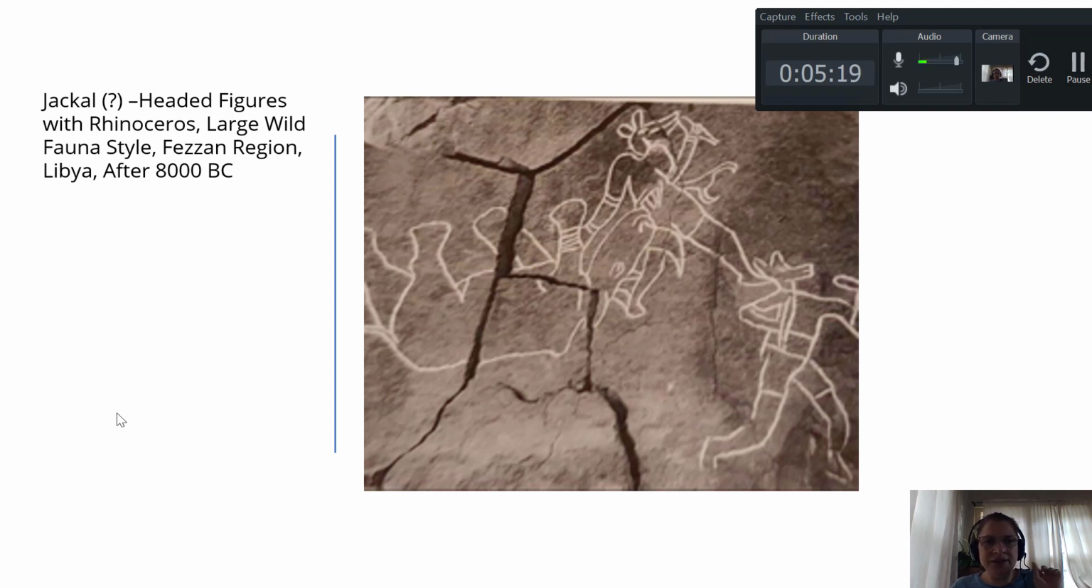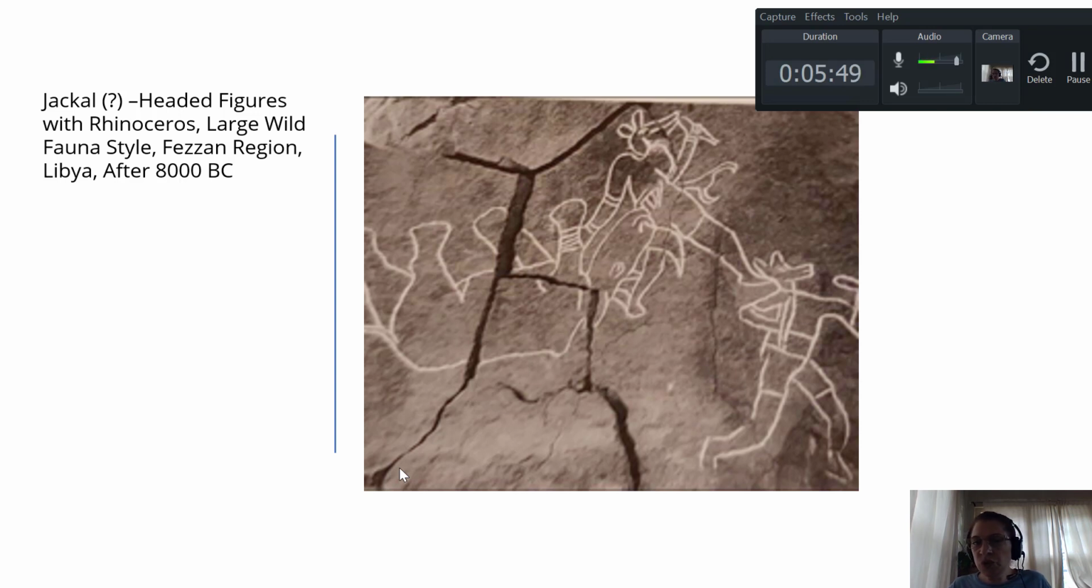This is another one, and I'm sorry it's a little blurry. I could only find a very tiny image of this on the internet. So this is, we believe, a jackal head put onto a human body with then an upside down rhinoceros. And this is also part of what we say is the large wild fauna style in the Fernandes region, which is now Libya, after around 8,000 BCE.